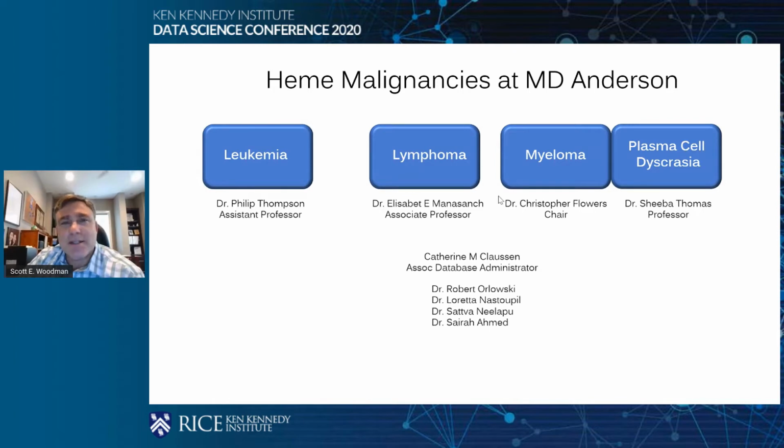So the focus in this COVID case, and this is part of the D3CODE project that was described earlier, was that these patients actually are quite vulnerable patients among cancer patients. And I'll tell you why that is in a moment. But with the focus on leukemia, and I have to point out Dr. Thompson, lymphoma, Dr. Manasanch, myeloma, Dr. Flowers, and plasma cell dyscrasias, these all being types of heme malignancies. It's really a huge effort across multiple departments to make this project happen.